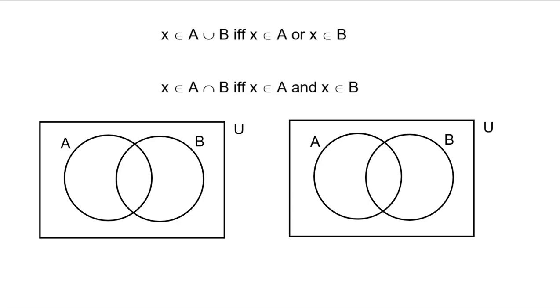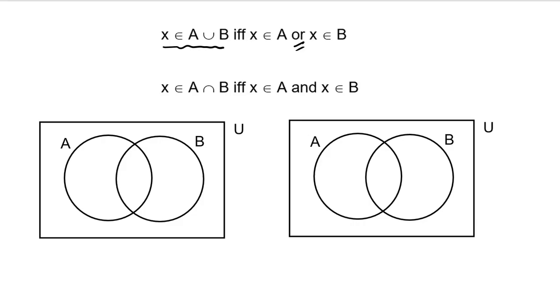The next set of basic visualizations are of the union of two sets and the intersection of two sets. And union and intersection are defined in terms of their logical connectives. So X is in the union of two sets, X is an element of A union B, in other words, if X is either an element of A or X is an element of B.